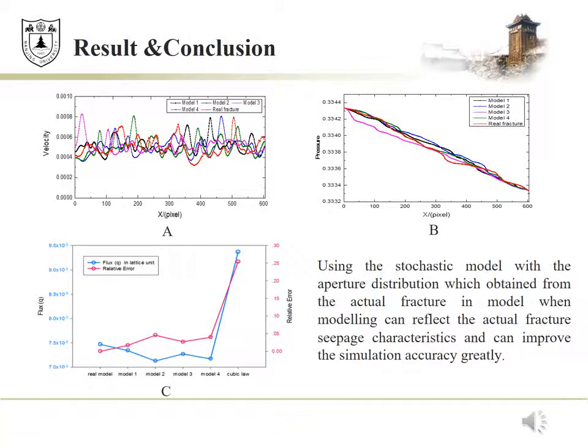Therefore, it can be seen that the distribution of fracture aperture has a significant effect on the permeability of the fracture. Using a stochastic model with the aperture distribution obtained from the actual fracture when modeling can reflect the actual fracture seepage characteristics and can improve the simulation accuracy greatly.